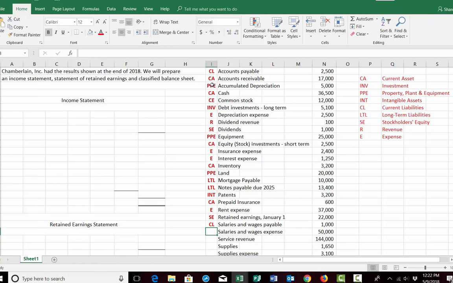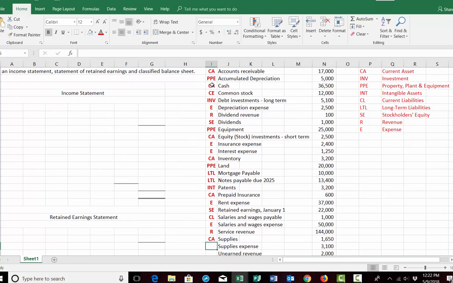Salaries and wages expense is an expense. Service revenue is our revenue. Supplies is a current asset. Supplies expense is an expense.